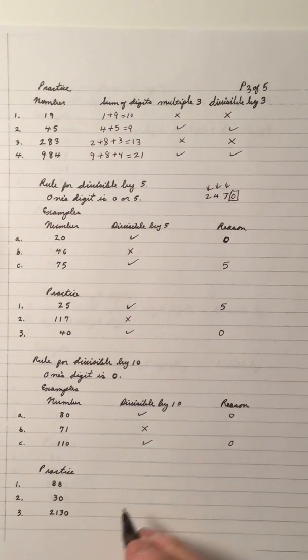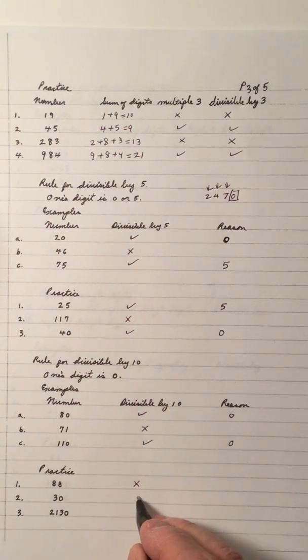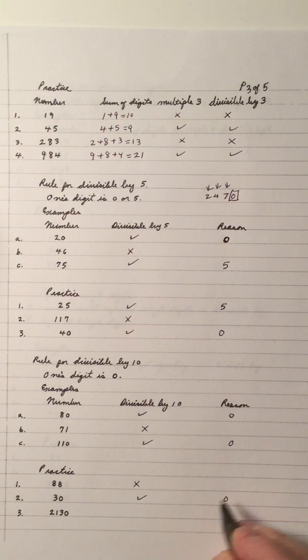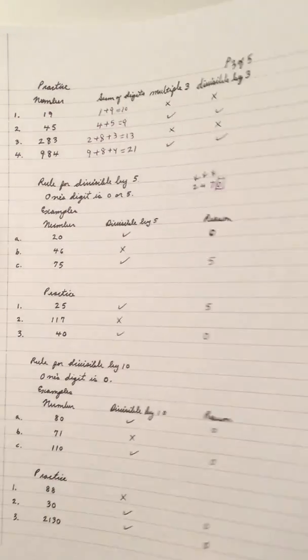Practice. 88, not divisible. Ends in an 8. 30, yes, because it ends in a 0. 2,130, yes, because it ends in a 0. So divisible by 10 is very easy. Recognize that it ends in a 0.